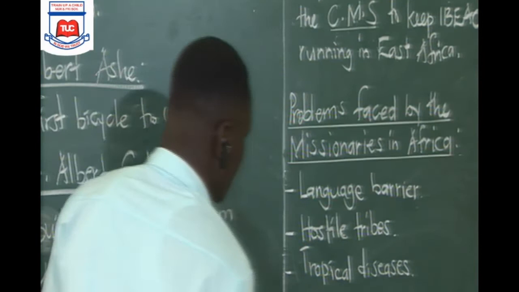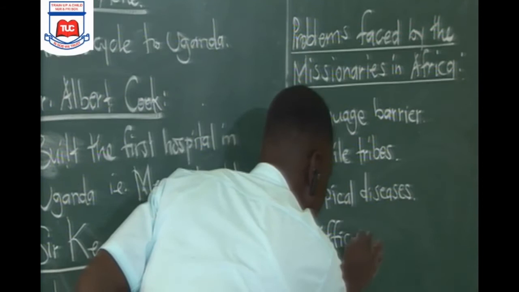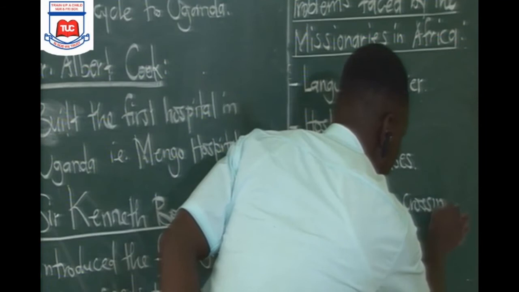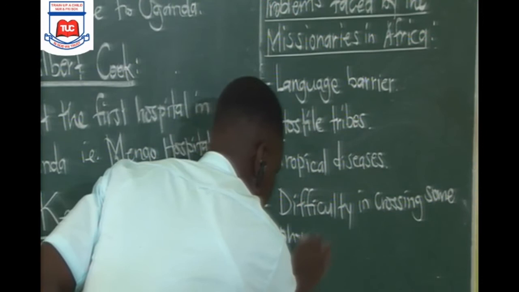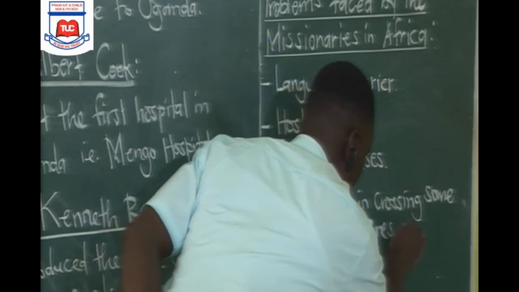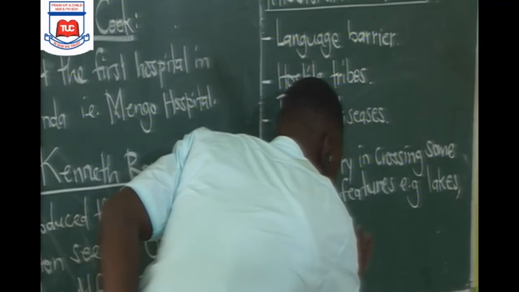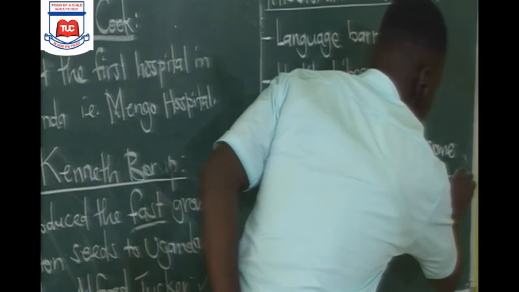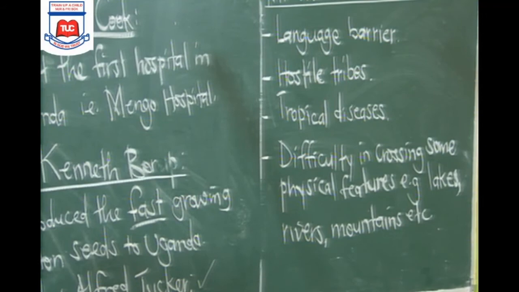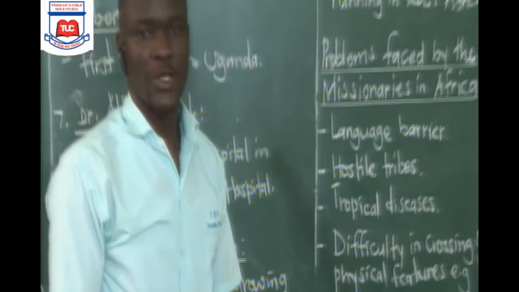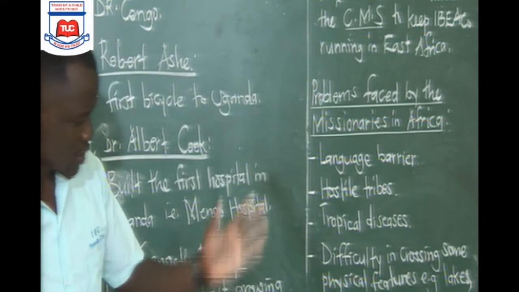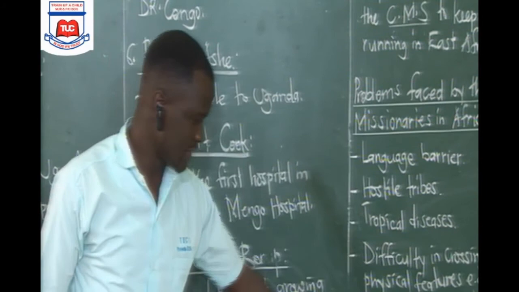Then the fourth problem was difficulty in crossing some physical features. When we talk of physical features, we look at lakes, rivers, mountains, and other physical features that give them a hard time in crossing. For example, if they wanted to pass via an area but there is a lake there, they will not go straight but look for other ways of crossing. Remember, some of these physical features are impassable. For example, we have some rivers with waterfalls that hinder water transport. So they had another challenge there.